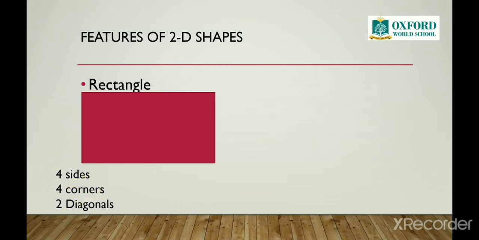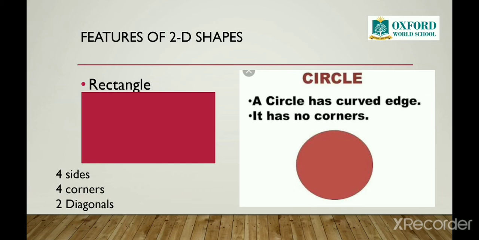Now coming to the next shape, the circle. Do you think there is any side or any corner in a circle? No. A circle has no sides and no corners.